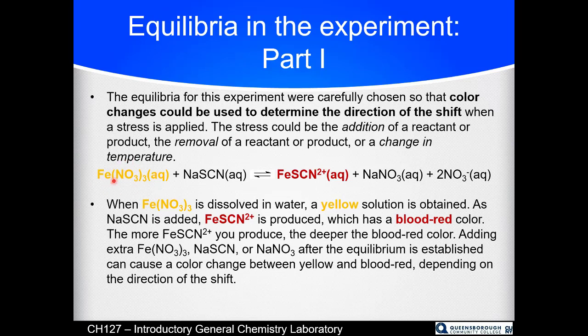If you have iron 3 ions as iron 3 nitrate, it looks yellow in solution. But when you form a complex ion with iron 3, FeSCN2+, that is blood red in color. And so if we add reactants or remove products, or conversely, if we add products or remove reactants, we can get our shift to the right or shift to the left following our arrows appropriately, and our solution will change color. It'll either get more yellow or more red, depending on whether it's shifting to the left, yellow, or to the right, red.